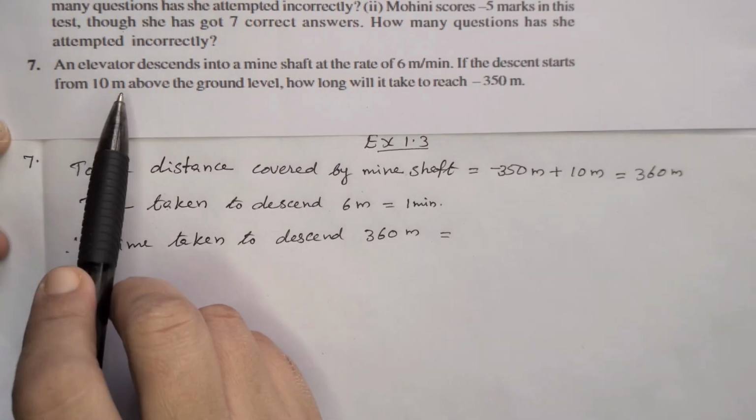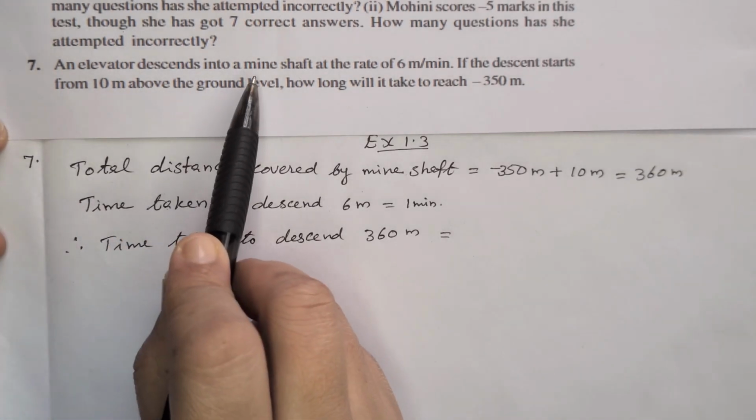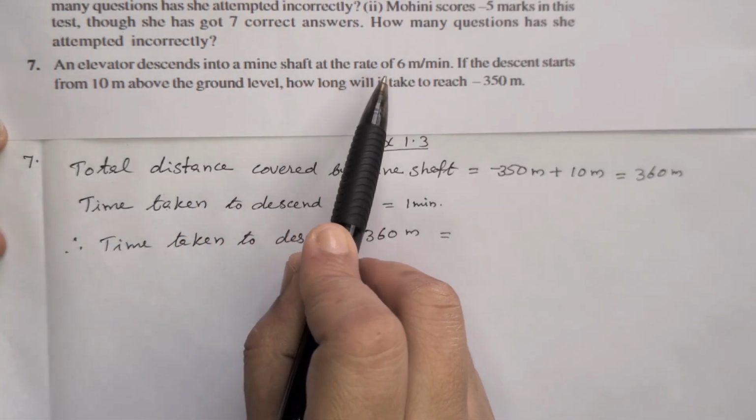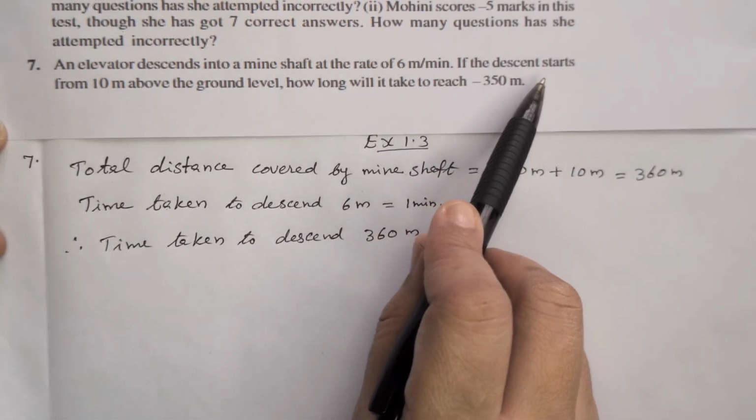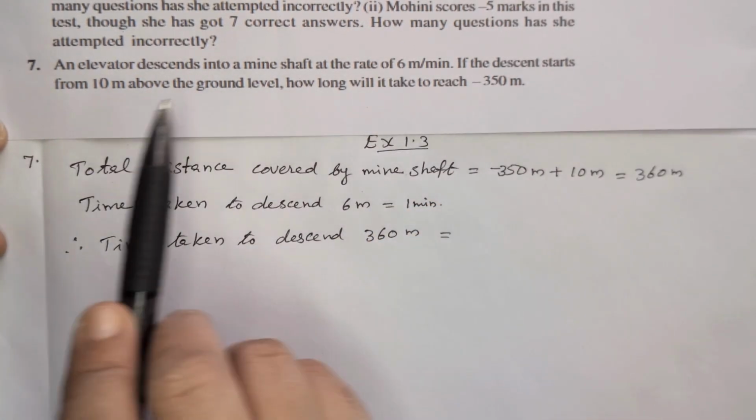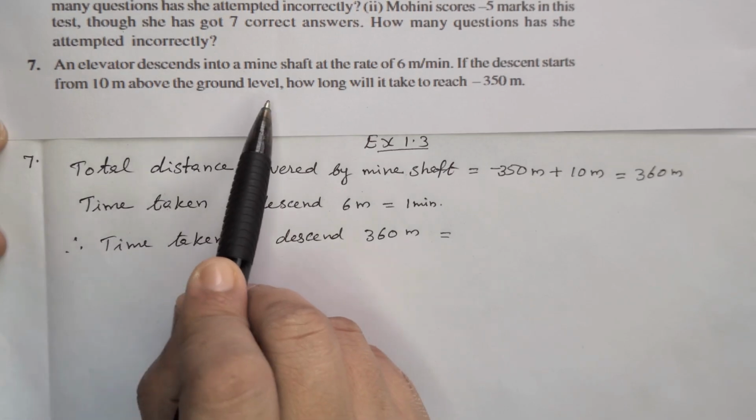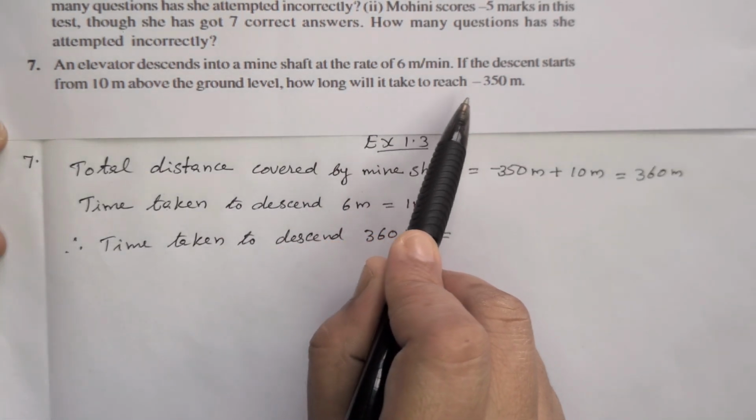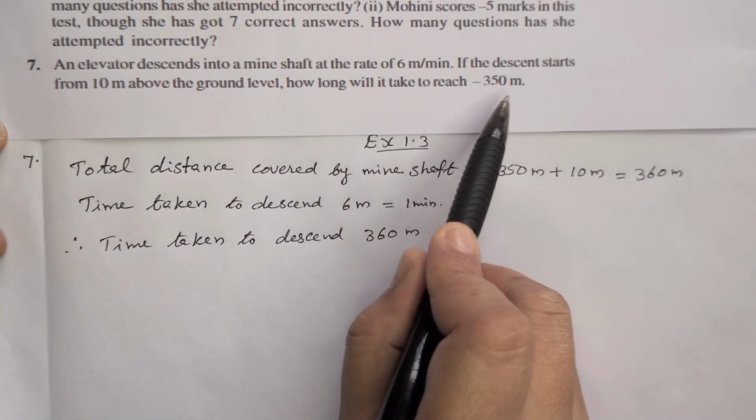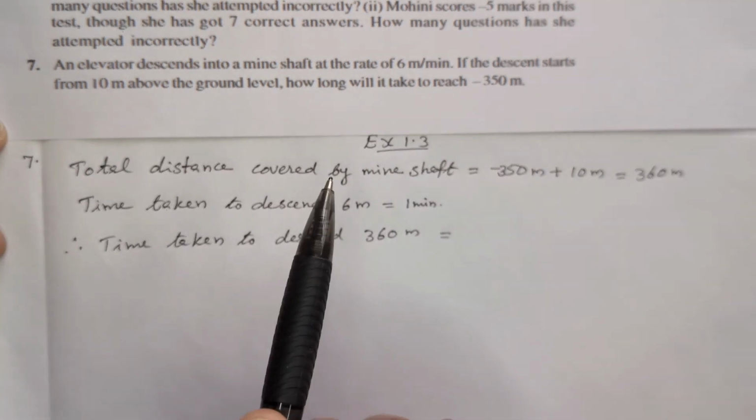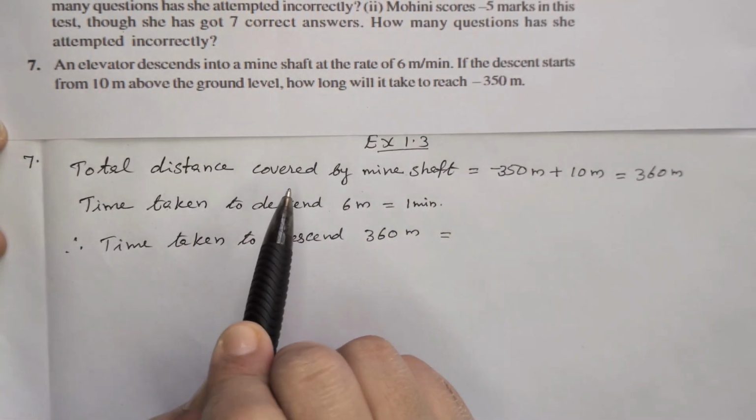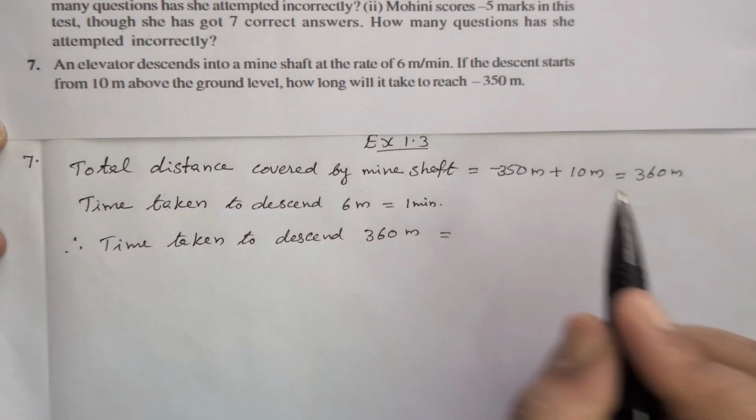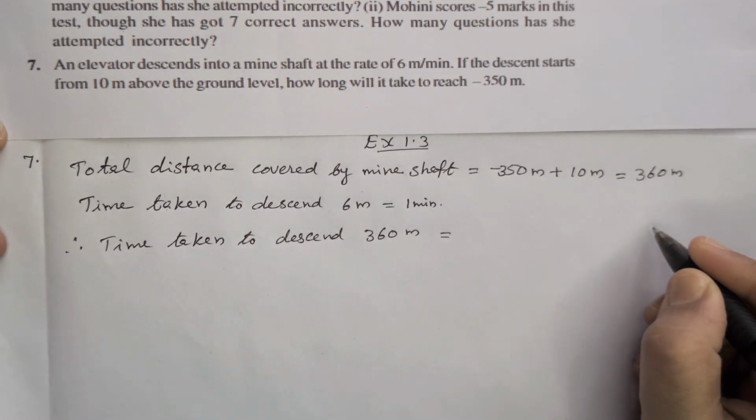Now question number 7. An elevator descends into a mine shaft at the rate of 6 meters per minute. If the descent starts from 10 meters above the ground level, how long will it take to reach minus 350 meters? Minus 350 meters means depth, going down. That's why the negative sign represents that it's going down.